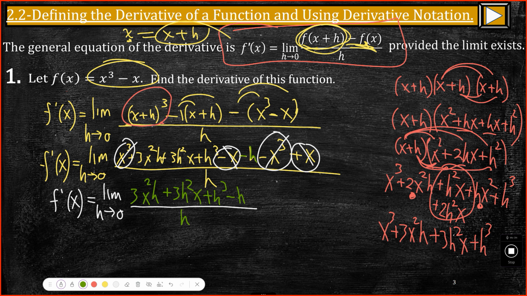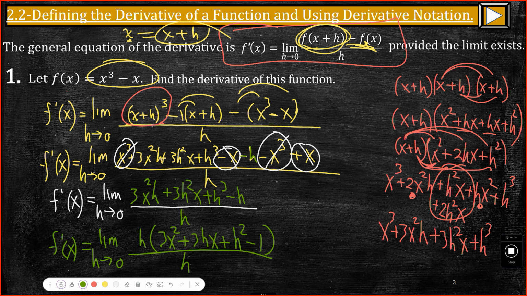All right, so what can we do now? We can factor out an h maybe at the top. So let's go ahead and continue on. F prime at x is going to equal the limit as h approaches 0 of, let's factor out an h at the top. Then we're going to have 3x squared plus 3hx plus h squared minus 1 over h. Now we can cancel out the h's. Yes, now we can cancel out an h with an h.